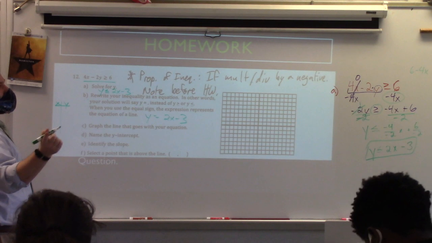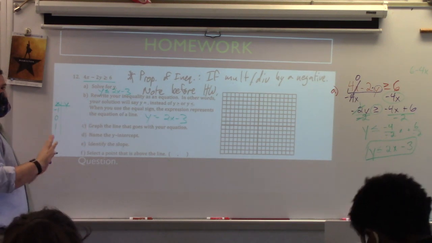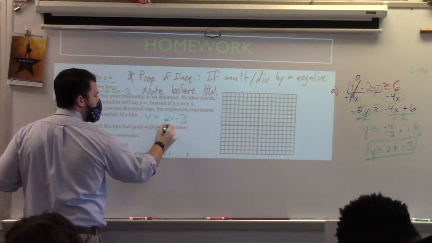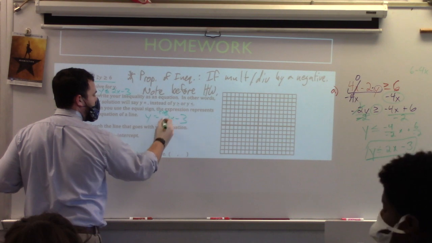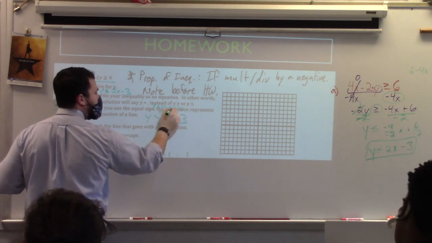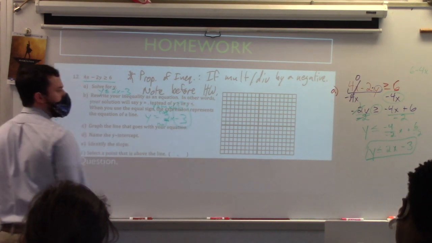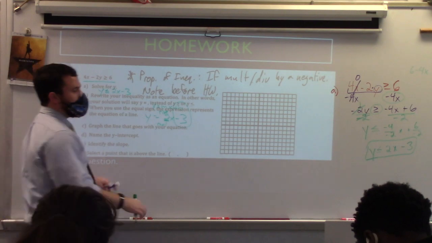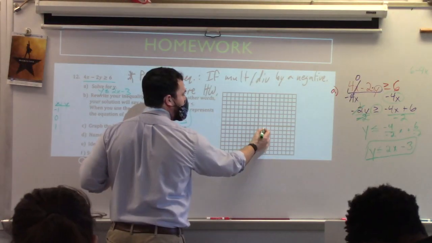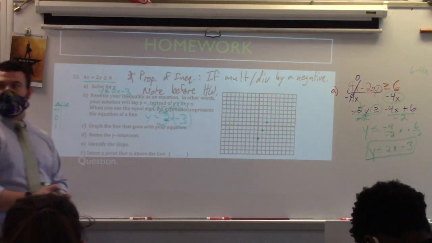Well, hold on one second. You can always plug in your x values. You can make a table if you want. But remember, this is 2 divided by 1, and that's the rise over the run, because I know it's y equals mx plus b, so I know that 2 is my slope. What is this -3? The y-intercept. So I'm going to go to my y-axis, go down 3, and then use that slope. And you can check with the table to make sure you're getting the right points there.